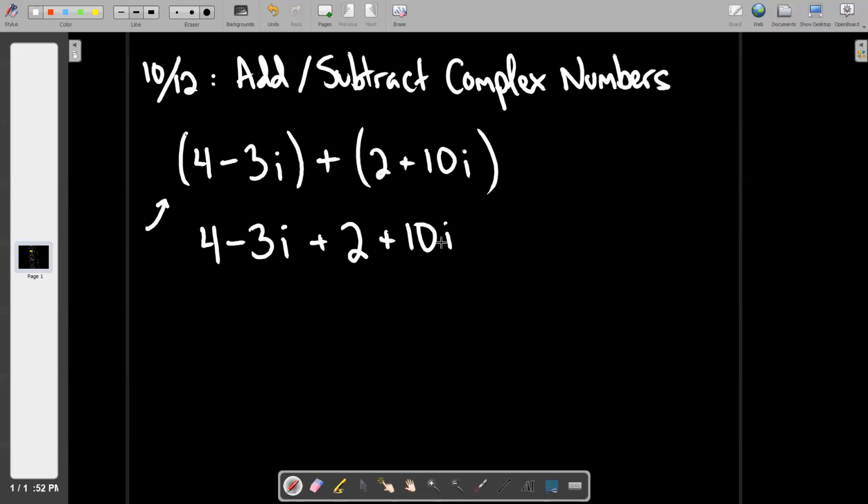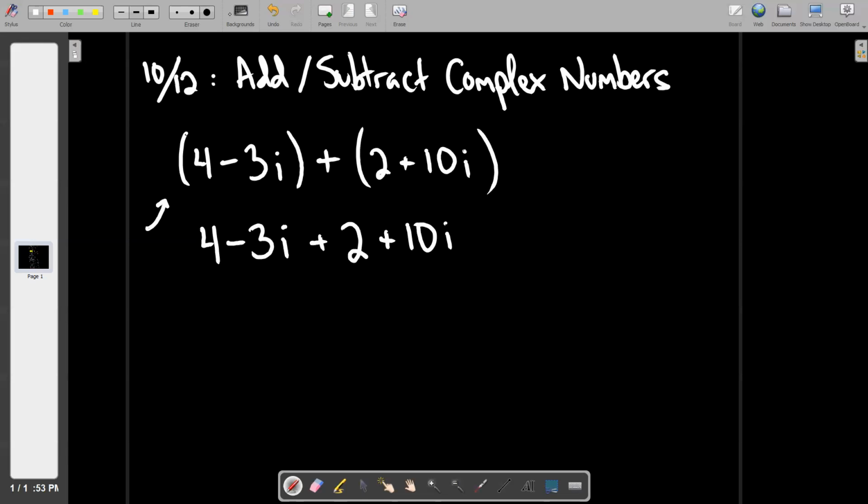I agree. I'm not going to ask you to ever show your work like I just did on an addition problem, because quite frankly, that would be silly. With addition, it's literally what you see is what you do. You take your real parts, you add them together. You take your imaginary parts, you add them together, and you're done.